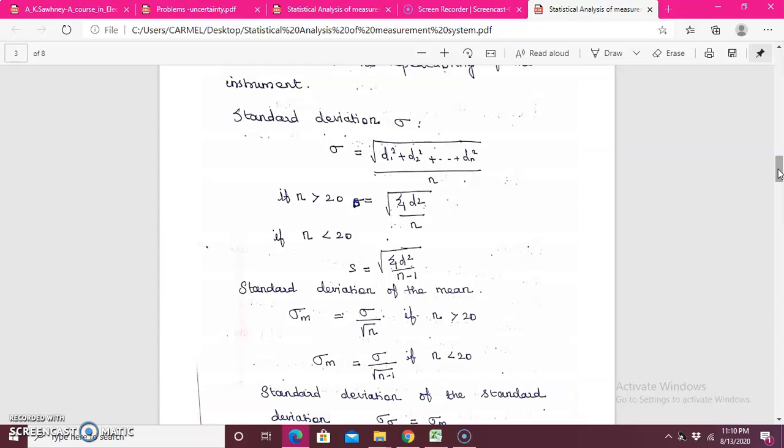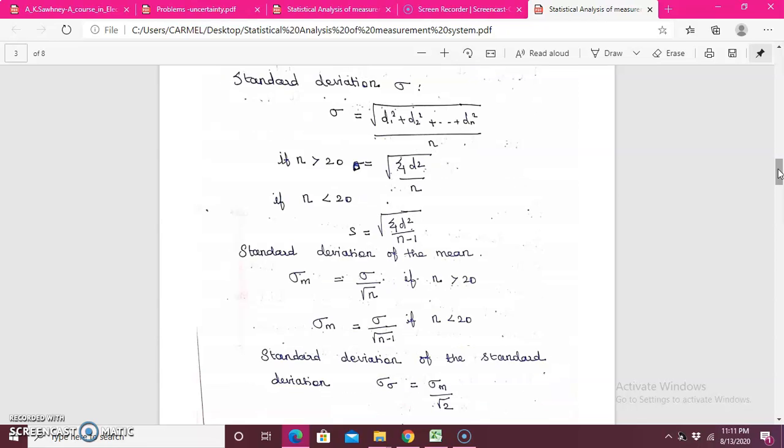So sigma is the root of summation d squared by n, and s is the root of summation d squared divided by n minus 1. You should have clarity on where to use summation d squared by n minus 1 and where to use summation d squared by small n. If n is greater than 20, it should be sigma. If it is less than 20, you have to go with the formula S.